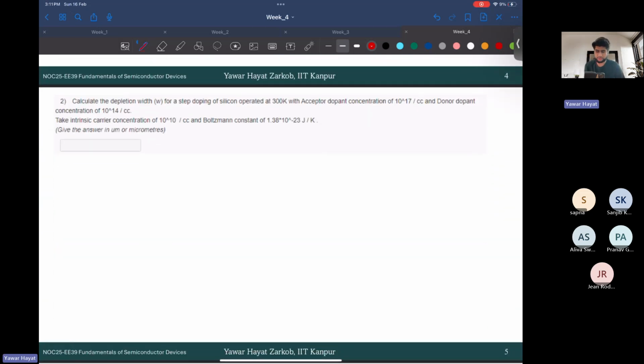Now you need to calculate the depletion width for a step doping of silicon that is operated at 300 Kelvin. Your acceptor dopant concentration is 10 to the power 17 per cubic centimeter, and your donor dopant concentration is 10 to the power 14 per cubic centimeter. You can take the intrinsic carrier concentration as 10 to the power 10 per cubic centimeter. The Boltzmann constant is given. Now just compute the depletion width.